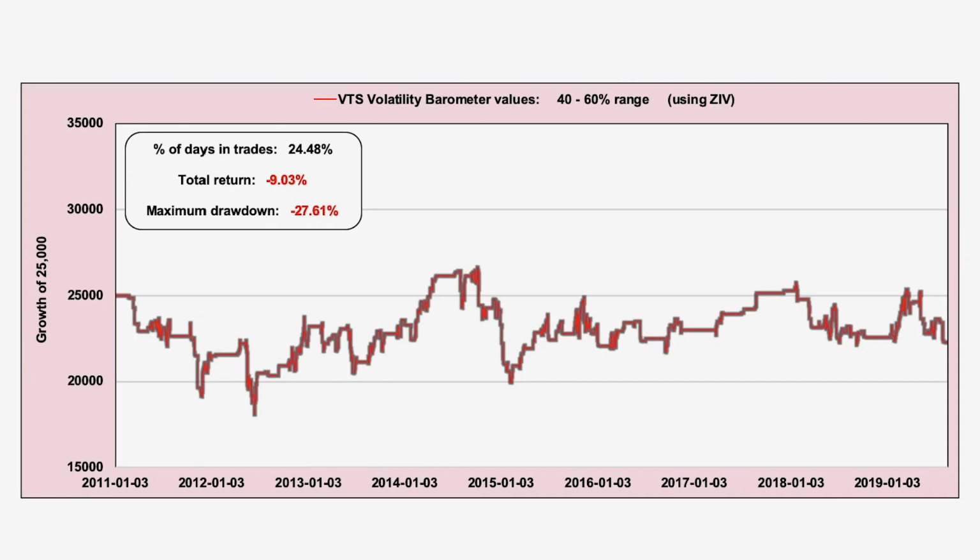Now this one may surprise you. This is what it looks like when using ZIV in the 40 to 60% section instead of the S&P 500. It's obviously pretty hit and miss here. Essentially flat performance, but still a pretty big drawdown. Considering how well the ZIV performs in the lower 20 to 40% section, you may have been expecting this to still be pretty good, but it's clearly not.